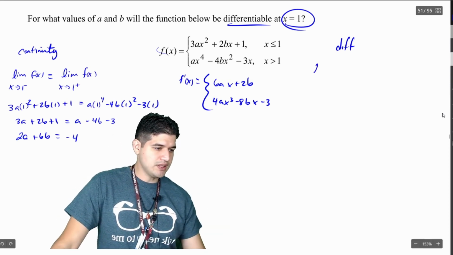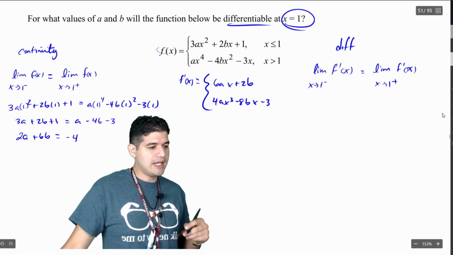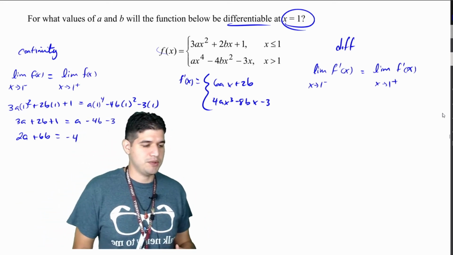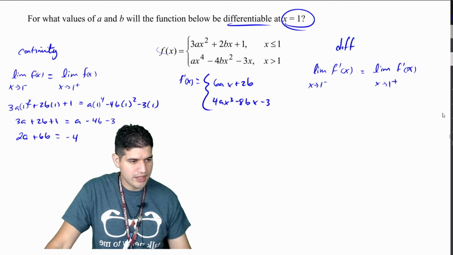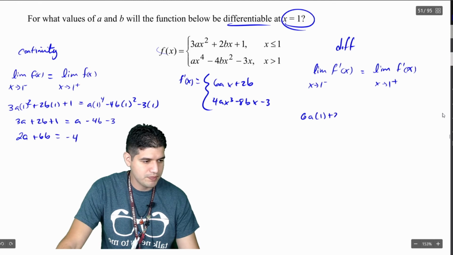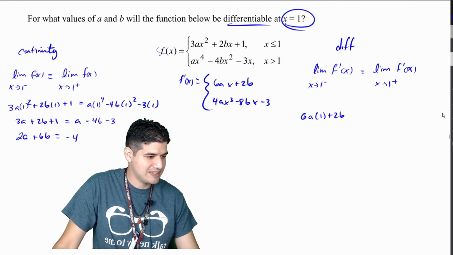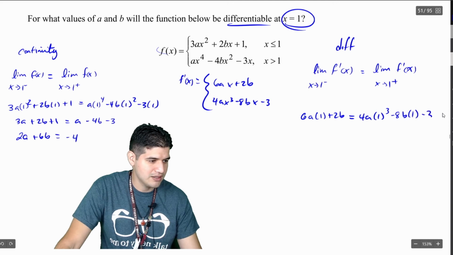All right. And so what I want to do is make sure that the limit of f prime of x as x approaches 1 from the left equals the limit of f prime of x as x approaches 1 from the right. And again, it just goes back to your definition of differentiability. You want them both to meet up. You want them both to match, okay? So as I'm going through this, I'm going to substitute in those values for x. So I'm going to get 6a times 1 plus 2b. And honestly, the 1 makes it a lot easier. And that's going to equal 4a times 1 cubed minus 8b times 1 minus 3.